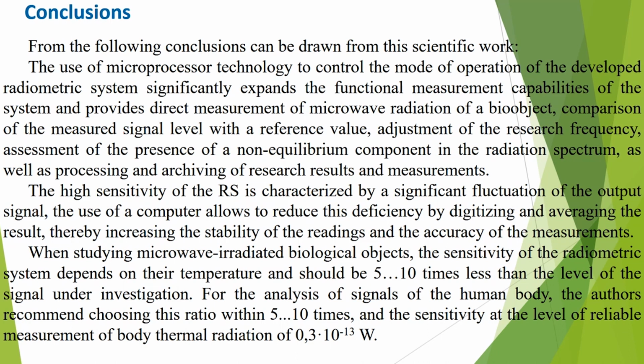When studying microwave irradiated biological objects, the sensitivity of the radiometric system depends on their temperature and should be 5-10 times less than the level of the signal under investigation. For the analysis of signals of the human body, the authors recommended choosing this ratio within 5-10 times and the sensitivity at the level of reliable measurement of body thermal radiation of 0.3 times 10 to the power of minus 13 watts.